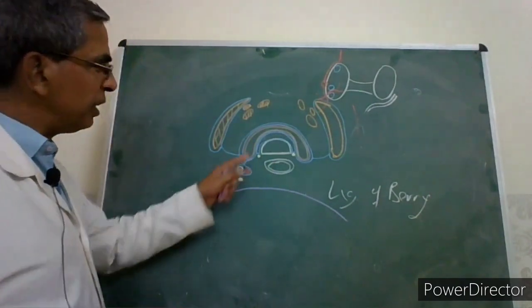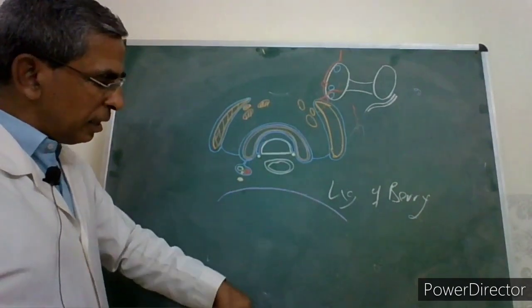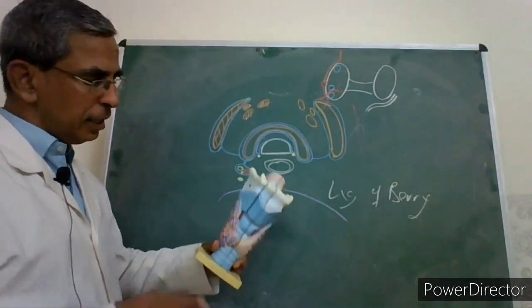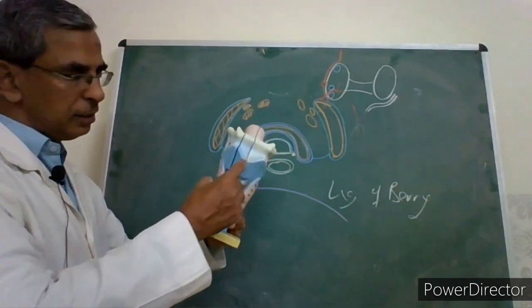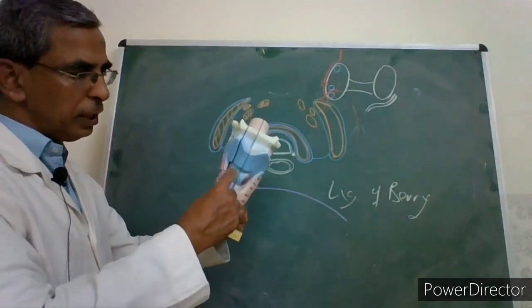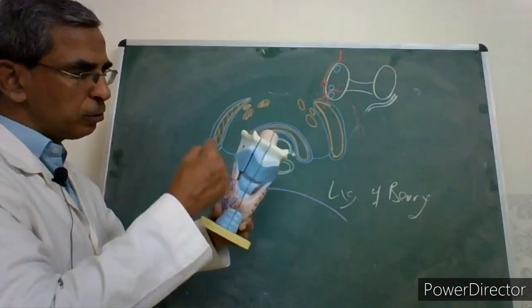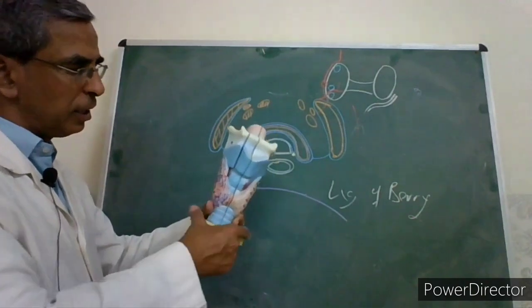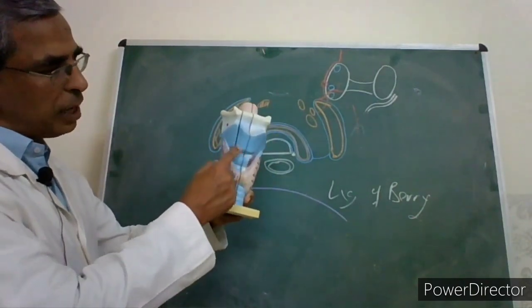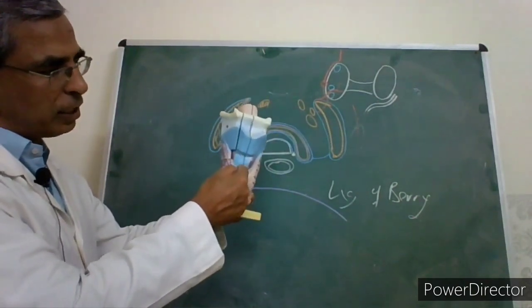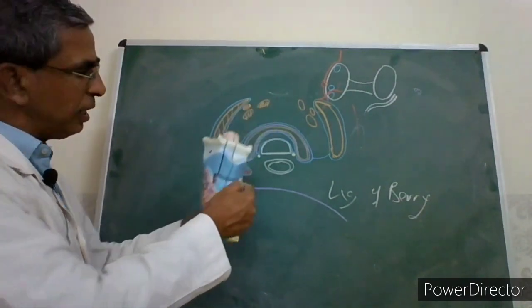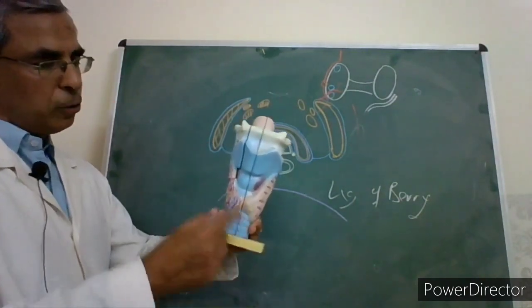On the medial surface, there are two cartilages, two tubes, two muscles and two nerves. What are these? First, the cartilages: the thyroid cartilage and the cricoid cartilage on the medial side. Then the two muscles.